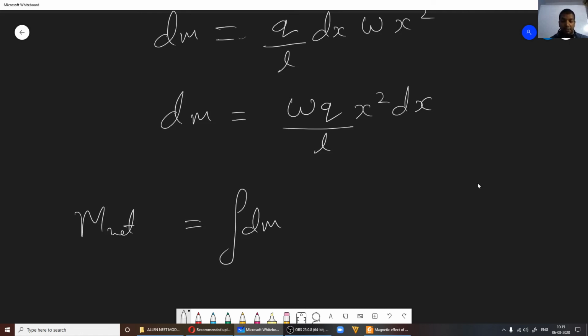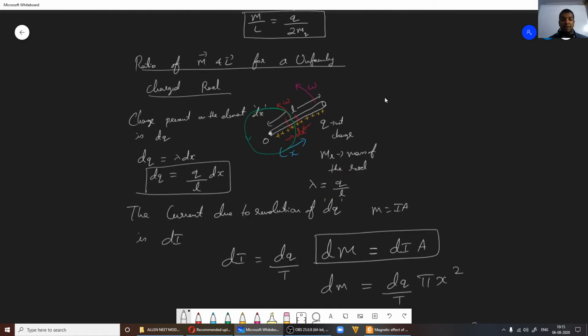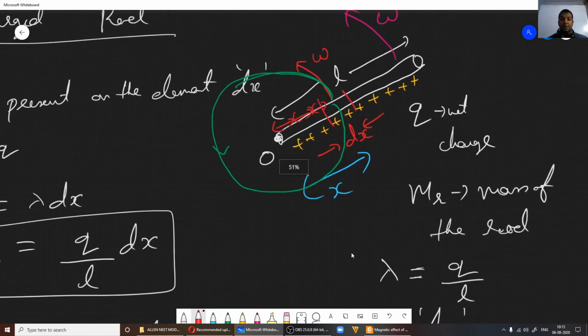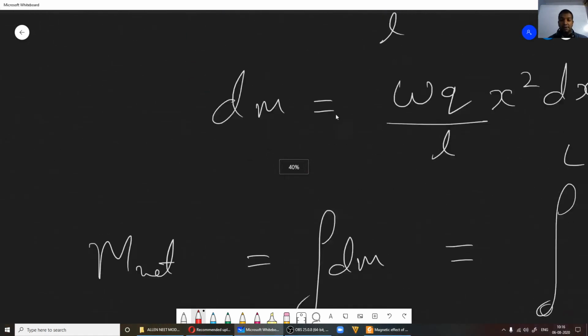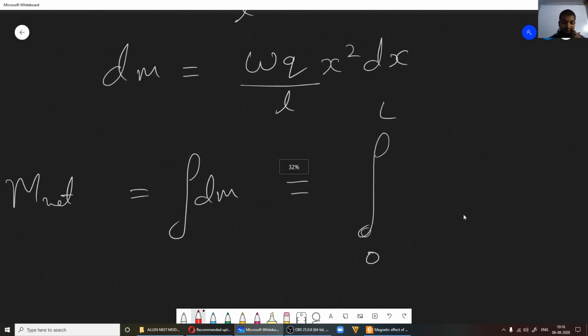So here we are integrating with respect to x, so we'll end up getting integration from 0 to L. See, x varies, okay. If you consider all the elemental charges element by element like this, so this is first element, second element, third element, like that. So x varies from 0 to L, right? So that is what we are going to substitute here. So x varies from 0 to L times integration of omega q divided by L into x square dx, okay.